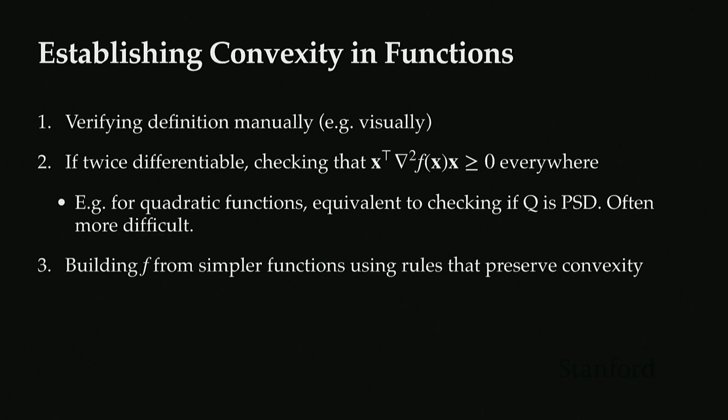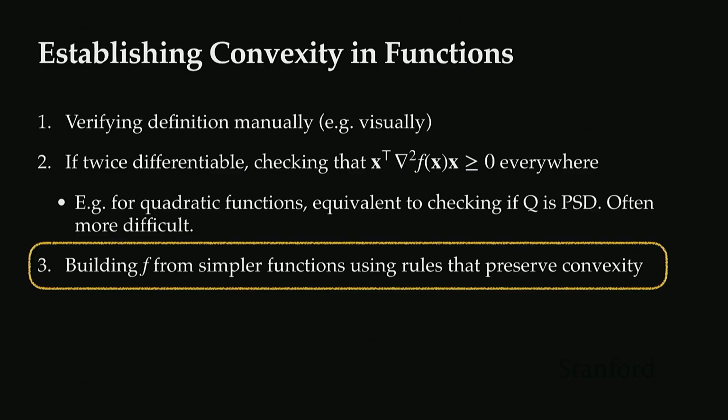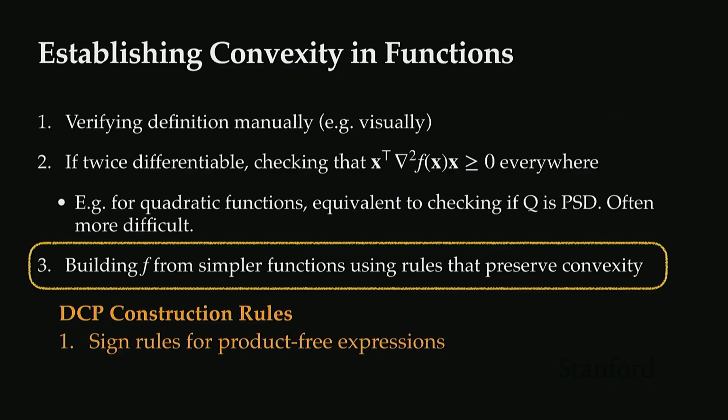The topic of today in this chapter is going to be building that function f from simpler functions using rules that preserve convexity. These will be the rules that specify if something is DCP compliant. And luckily, it's only two rules. If your functions and expressions and constraints satisfy these two rules, you can plug it into one of these solvers. Those two rules are sign rules for product-free expressions and additional rules for composition. We'll go over these rules in some detail here.